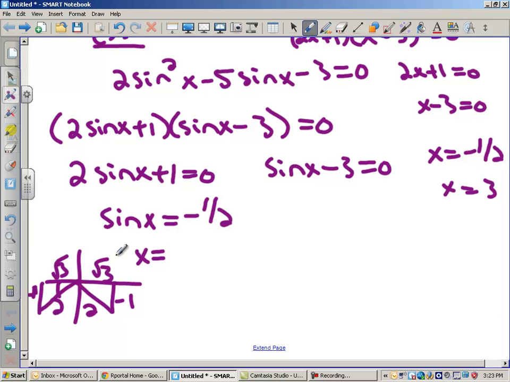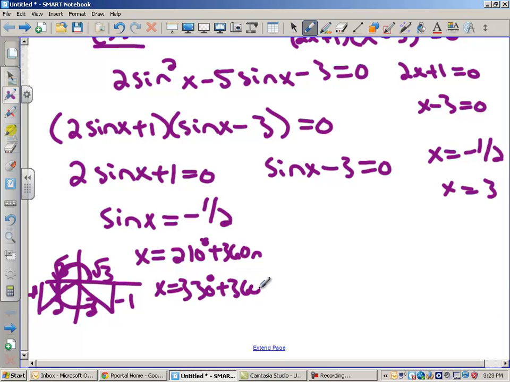So my solution would be 210 plus 360n. That's for this rotation right here. And then my other solution would be all the way around here, which would be 330 plus 360n. That's if we're doing general solutions. Now, if it was just from 0 to 360, you would only say these two solutions right here.